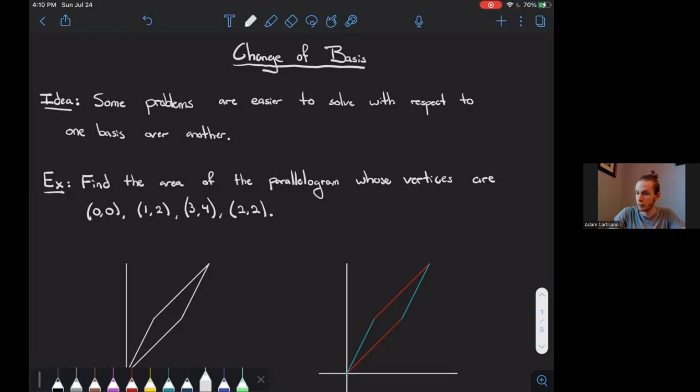It's very easy to work with parent functions, not so much so to work with some gnarly arbitrary function. And so instead, what we might do is some transformation of the plane so that the function that you're working with is a parent function with respect to your new coordinate system. Okay, so I just have a little toy problem.